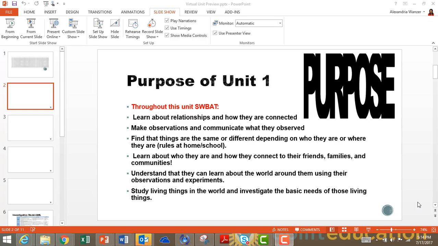Throughout this unit, scholars will be able to make observations and communicate what they observed. They will be able to compare and contrast things depending on who they are or where they are. For example, the rules at school are different than the rules are at home. Scholars will be able to learn about who they are and how they connect with friends and family. They'll be able to understand that they can learn about the world by using their observations and experiments. Scholars will also study living things, including themselves, and investigate the basic needs of those living things.